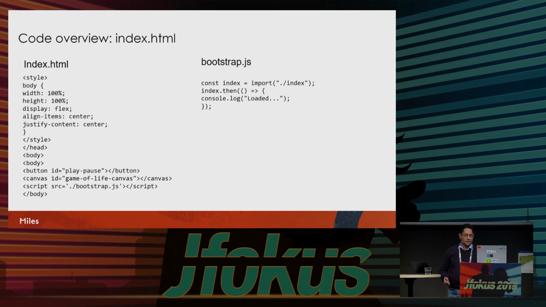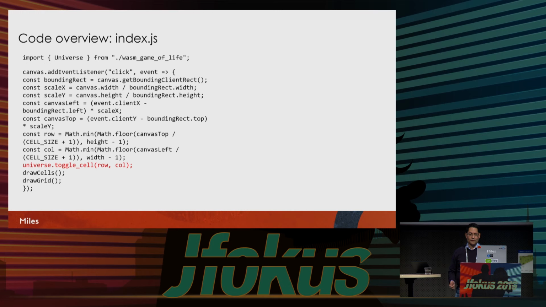Then we can have an HTML page, and in this we just use a Bootstrap JavaScript file. And in the Bootstrap JavaScript file, we load an index file, which is also a JavaScript file. And in this index file, we sort of set up our game. So we import the universe from this wasm game of life, and then we define an event listener. And I guess the most interesting thing here is that we can call a function on this universe. We can call universe toggle cell with a row and the column. So that's an example of how we can do something which is a little bit more sophisticated.